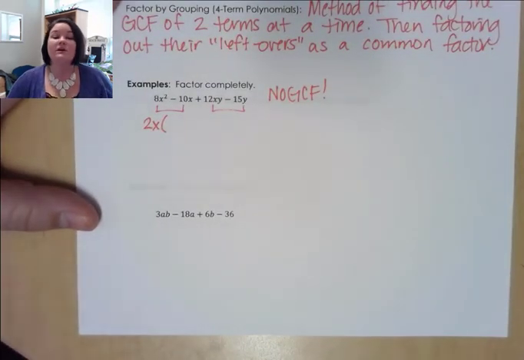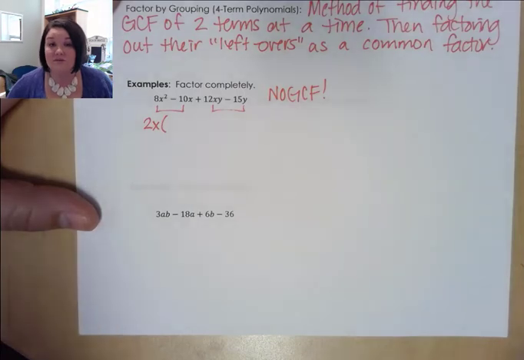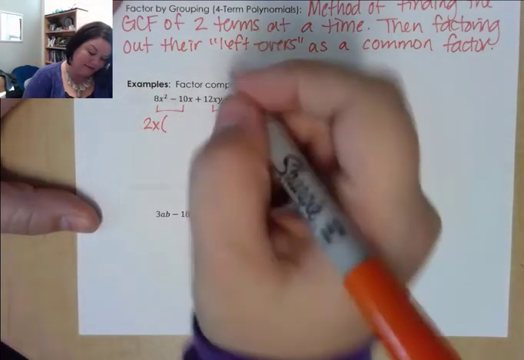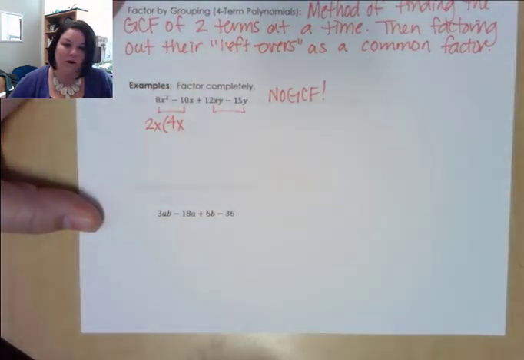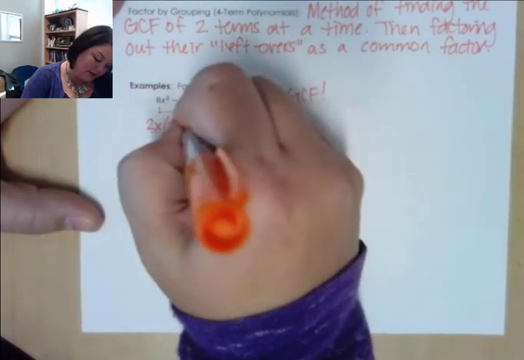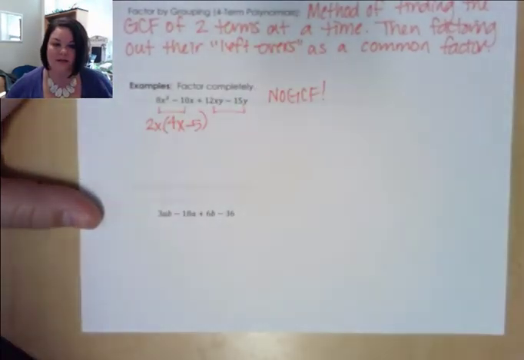All right, so I want to go ahead and take a 2x out of just those first 2 terms. So when I divide 8x squared by 2x, that's going to leave me with 4x. When I divide negative 10x by 2x, I'm going to be left with a negative 5, right?